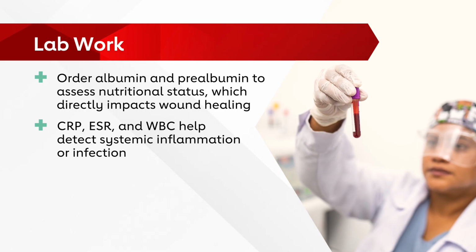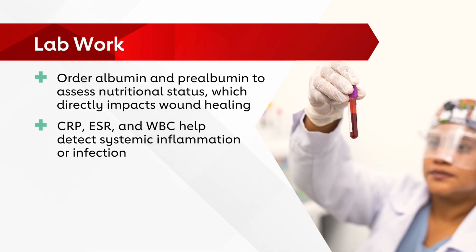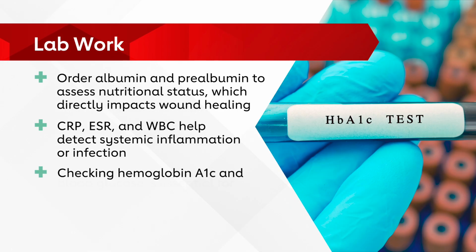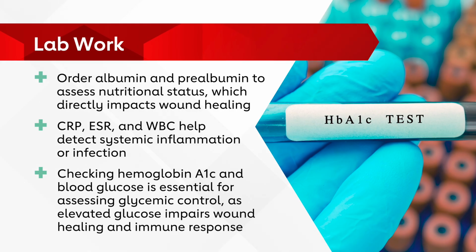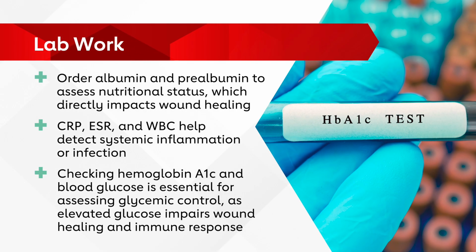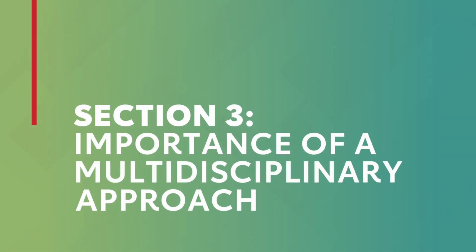CRP, ESR, and WBC help to detect systemic inflammation or infection. Checking hemoglobin A1C and blood glucose is essential for assessing glycemic control, as elevated glucose impairs wound healing and immune response. Section 3. Importance of a multidisciplinary approach.